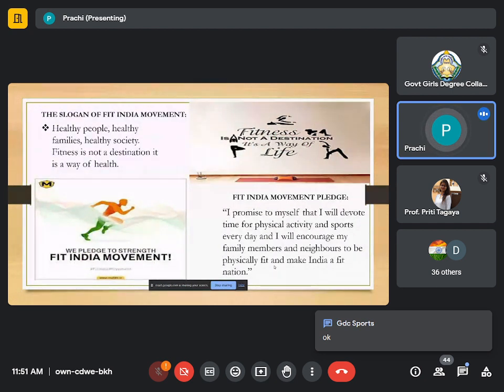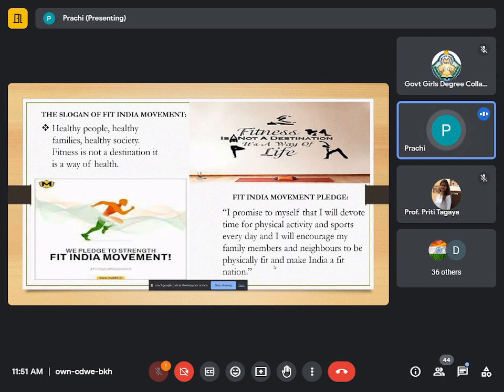The slogan of Fit India movement says healthy people, healthy families, healthy society. If a person is fit in a family, he makes his family fit, and through the family, he makes the society fit. Through this chain, our all India will be fit and a healthy and wealthy country.